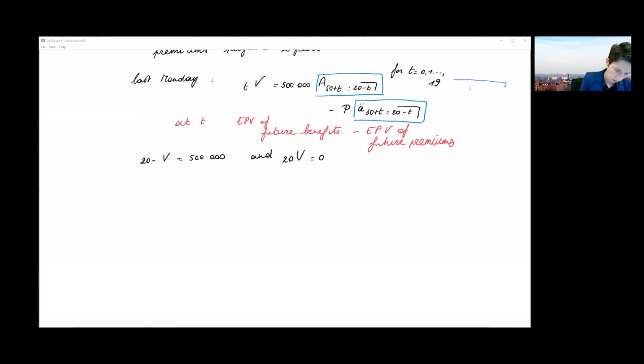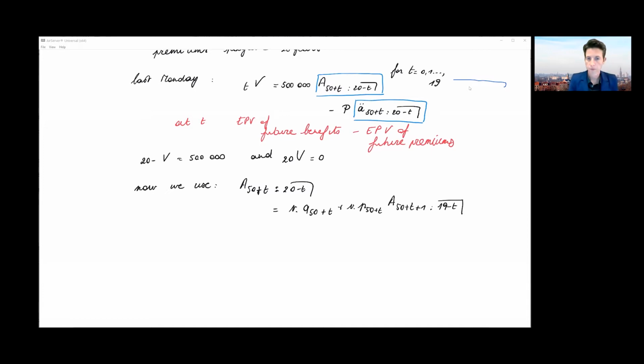Yeah. So what are we going to use? We use the so-called splitting identities, if you want. So if we look at the EPV of an endowment insurance issued to a 50 plus t-year-old with a remaining duration of 20 minus t years, then we can say, okay, let's make a difference between the first year in this contract, so what's going to happen between time 0 and time 1 in this contract, and then the remaining years in this contract. So this is my splitting identity applied to my endowment insurance.